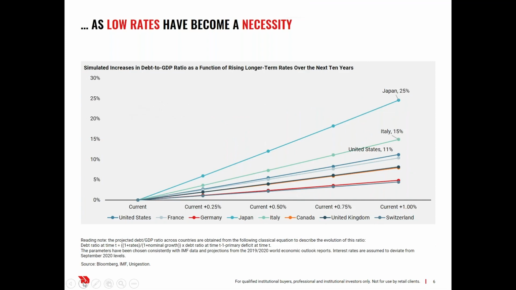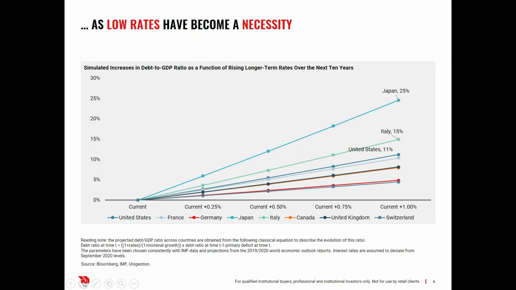On this page, what you have in front of you is a simulation. On this chart, you can see the simulated impact of a 1% increase of long-term rates on the debt to GDP ratio of different economies over the next 10 years. How do you read that? Basically, a 1% increase in rates, let's say in 10-year rates, means a 25% increase in the debt to GDP ratio of Japan in 10 years.